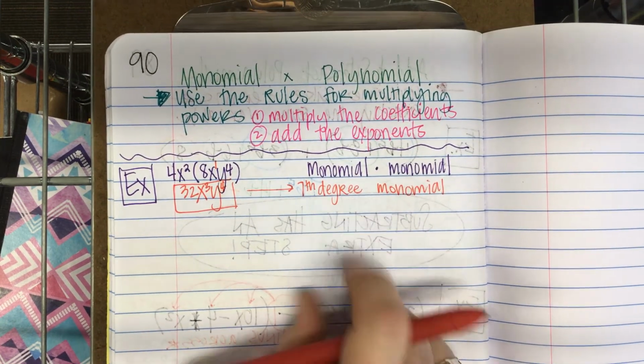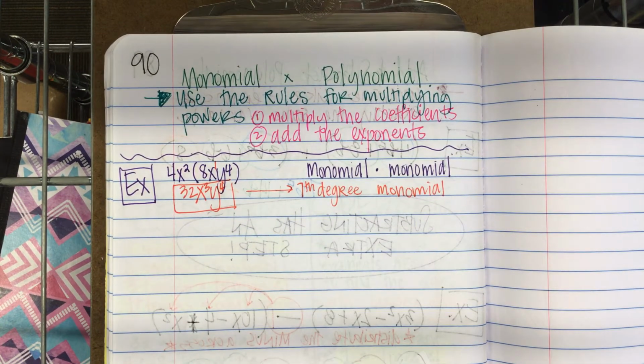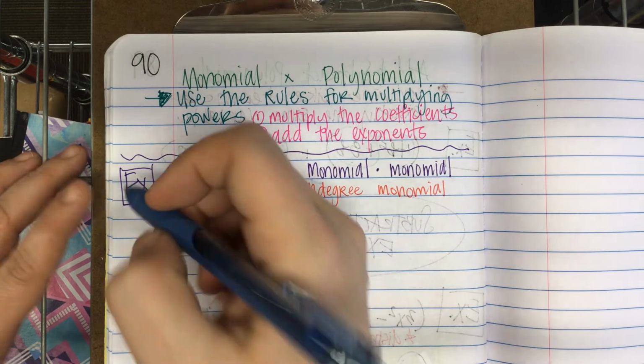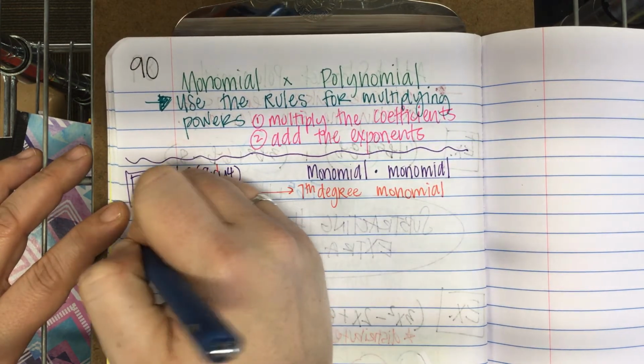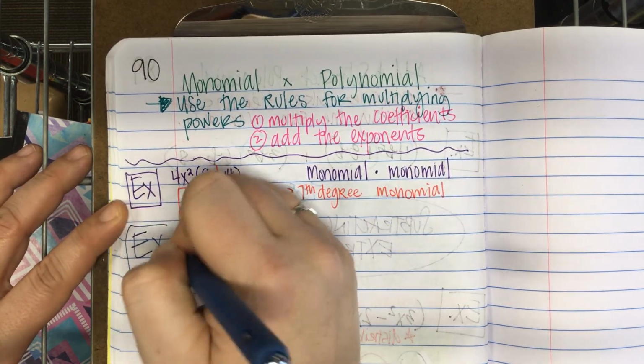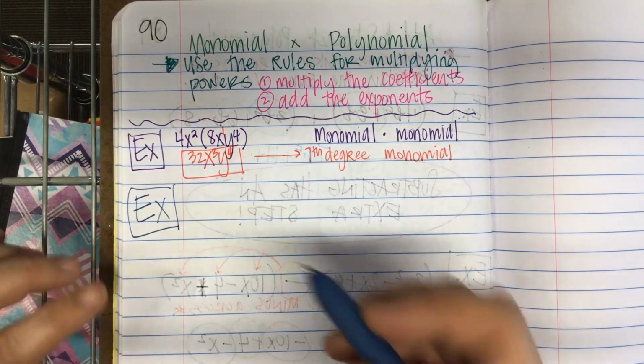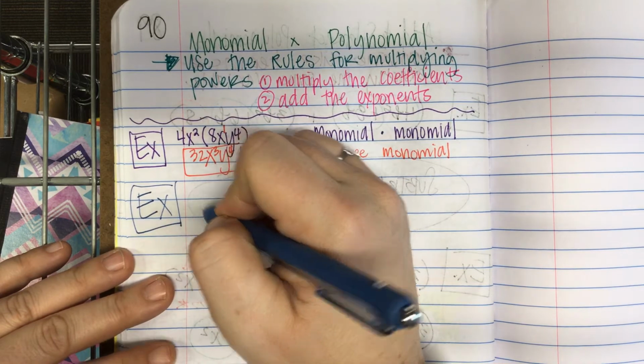Throughout the class, are we going to learn how to multiply other types of monomials? Miss Long, why is a monomial not called a uninomial? I don't know. Monomial.